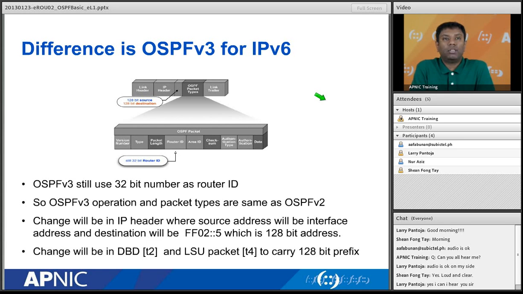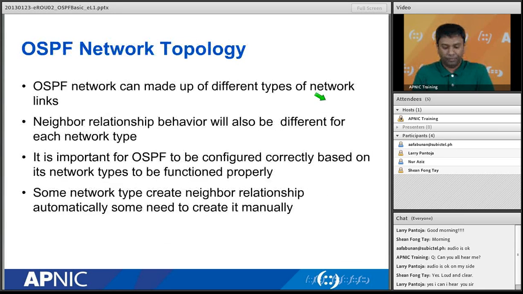If you have a look, the difference between OSPF version 3 and version 2, as I said, is only in the IP header: the source address and destination address will be changed. But the OSPF packet is exactly the same, a little bit changed probably, in terms of the new LSAs that have been introduced in OSPF version 3. But the router ID and so on will be the same.